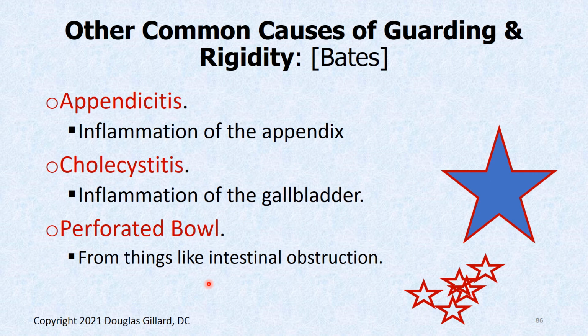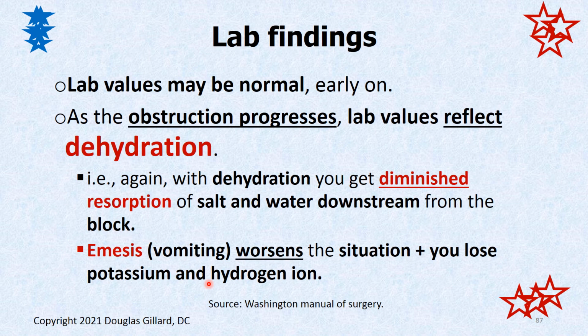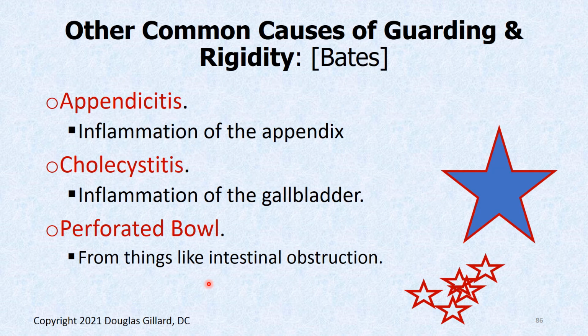How about some other common causes of guarding and rigidity? Well, these are the same causes of the acute abdomen: appendicitis, cholecystitis, perforated bowel from small bowel obstruction. And I mean, there's more than that.